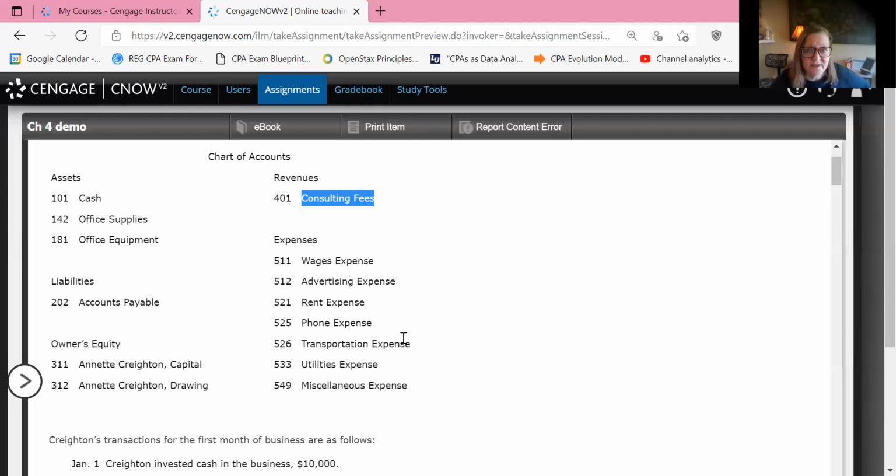Since we know the normal balances of all these things, it makes it easier to make the entries if we just remember that assets are increased with a debit. So if it affects any of these accounts and it's increased, it's going to be a debit. If it's a decrease, it would be the opposite of debit, which is a credit. So the normal balance tells us that debit is the normal increase that we will make to these asset accounts.